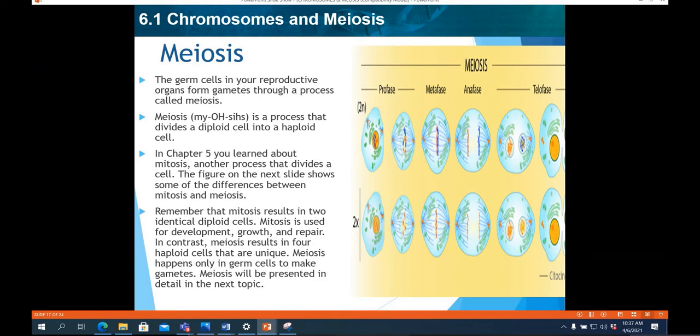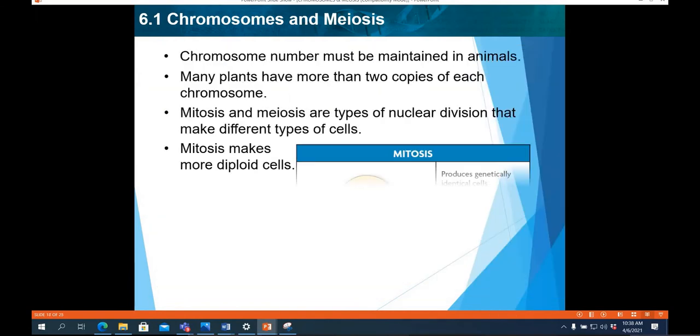We are going to study further the various processes involved in meiosis. As you were watching the video yesterday, it will make sense when we study it in detail. Remember the differences between mitosis and meiosis, which I'm going to do further. Mitosis results in two identical diploid cells and is used for development, growth, and repair. In contrast, meiosis results in 4 haploid cells that are unique. Meiosis happens only in the germ cells to make gametes. Meiosis will be presented in detail in the next topics.